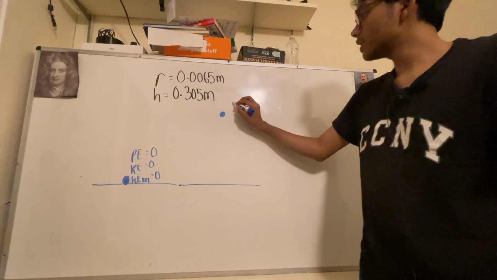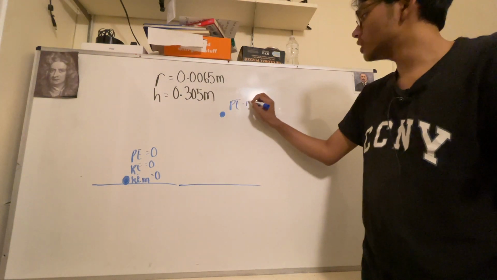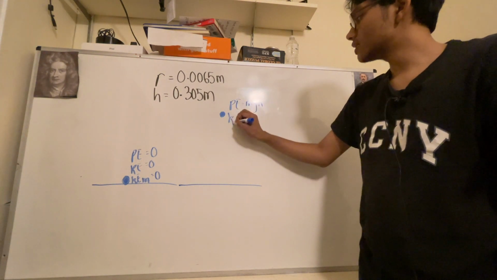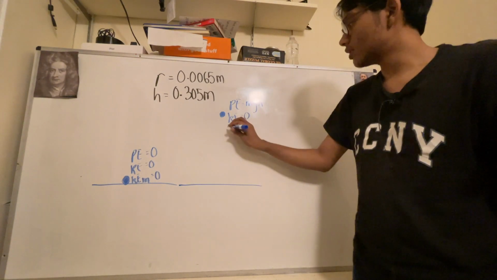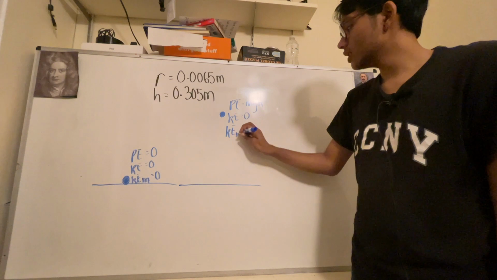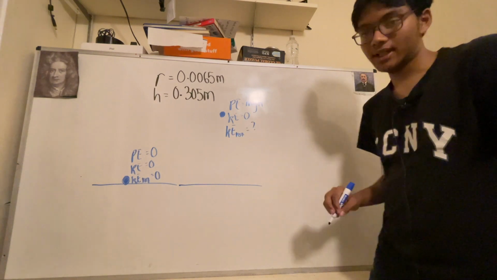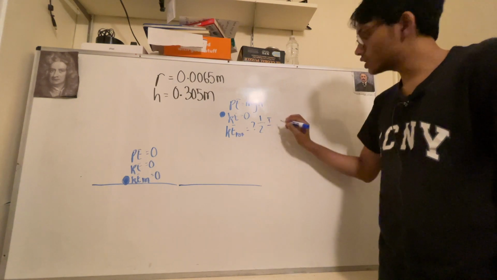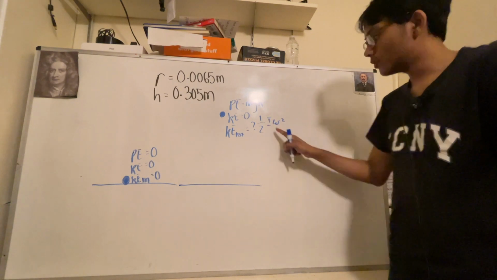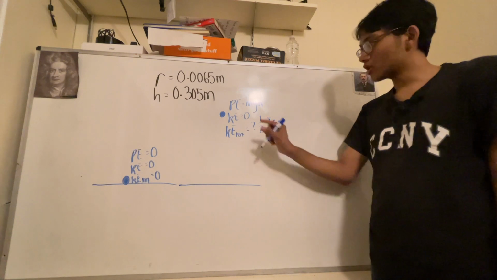Over here, our potential energy is going to be given by mgh. Our kinetic energy is, of course, zero because the popcorn is changing directions, so its velocity is zero. And our rotational kinetic energy, well, that we don't know yet, but we do know the formula. It's of course going to be half your rotational inertia times omega squared. Omega is of course how fast your popcorn is spinning.